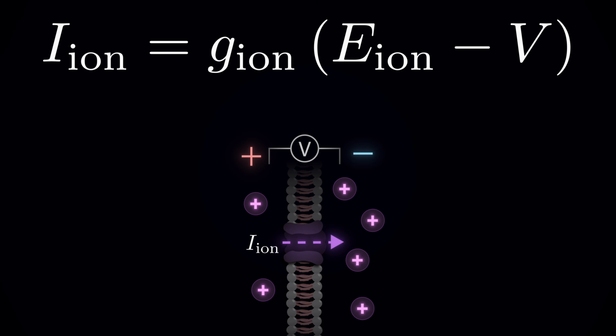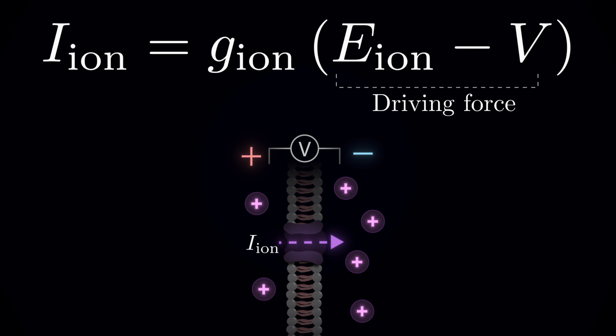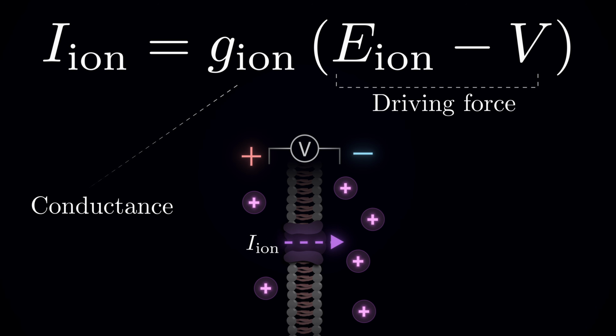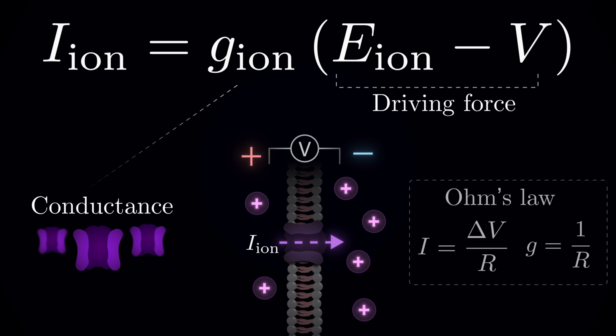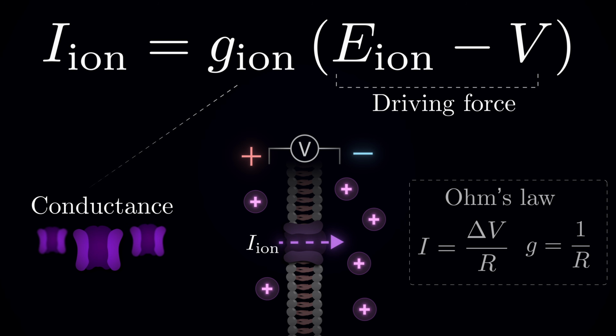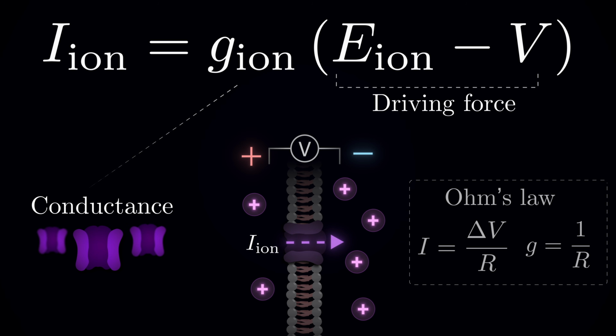For each ion, the current flow through open channels is proportional to the difference between the actual membrane voltage and the equilibrium potential. This difference is what we call the driving force. The proportionality constant is called conductance, which represents how many channels are open and how easily ions flow through them. If you remember Ohm's law from physics, this is exactly that, with conductance being the inverse of resistance.